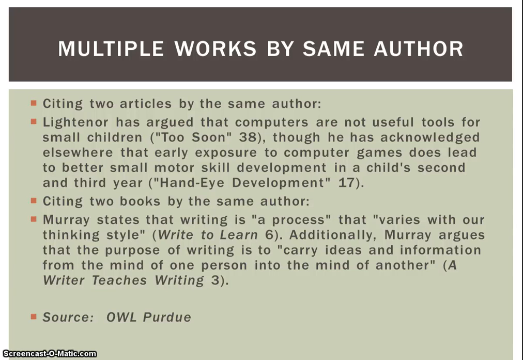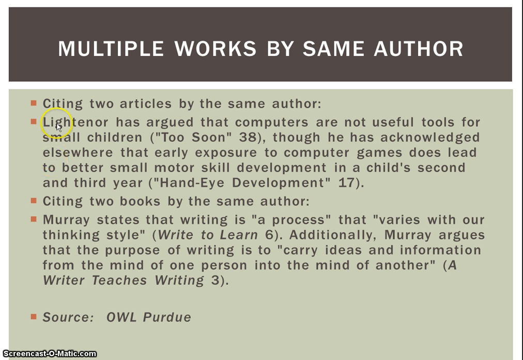Hi folks, I just want to go back briefly to where I left off in the other video, and I sort of glossed over this example here, so I want to take a quick look at it. When you have two articles by the same author, for instance, what you'll have is something like this. Leitner has argued that computers are not useful tools for small children.